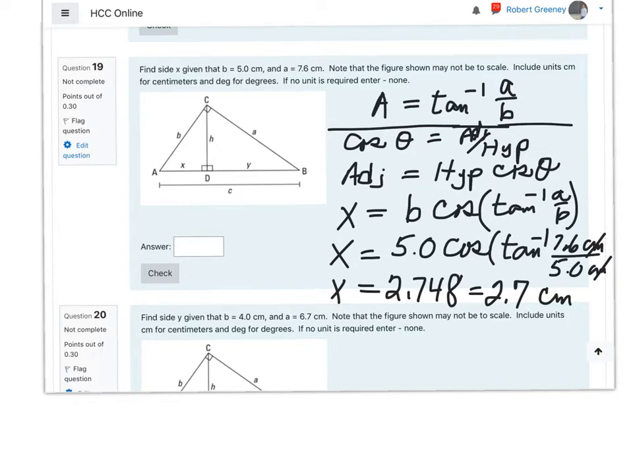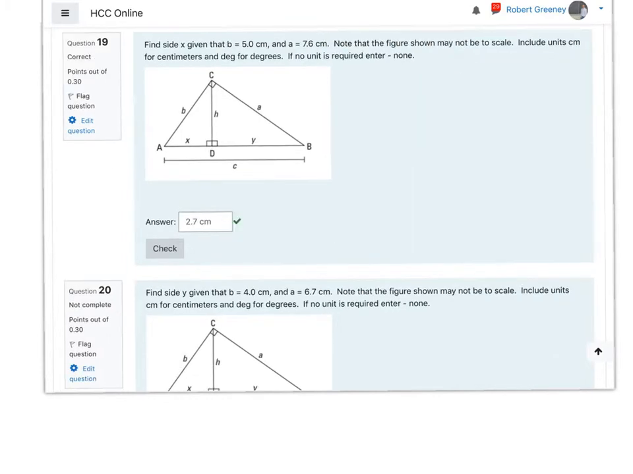So now I put the numbers in. So B is 5.0 centimeters. I should have centimeters written there. Cosine of the angle, which is the tangent of A over B. I put the centimeters, I cancel them. Remember, there's a centimeters here. And so when I calculate it, that's what I get. And so 2.7 centimeters should be the answer. Let me check it. Okay, good. We got it. All right, this is the 2.7 centimeters. So we can move on to the next one.